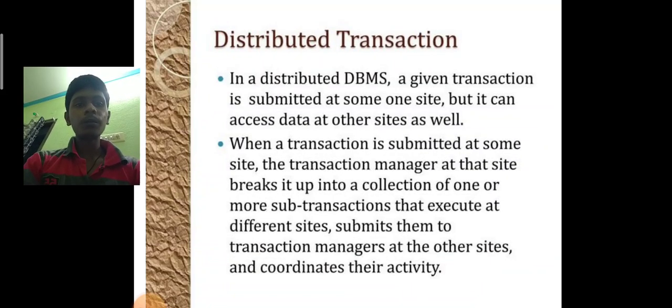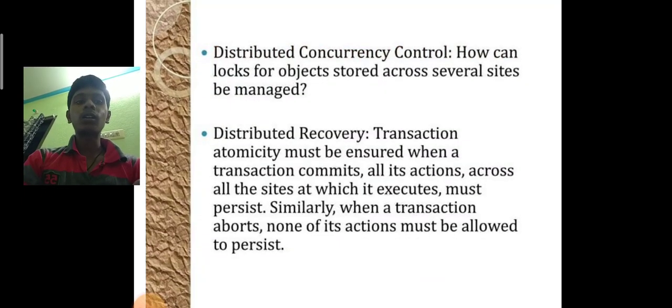Distributed transaction. In a distributed DBMS, a given transaction is submitted at some one site, but it can access data at other sites as well. When a transaction is submitted at some site, the transaction manager at the site breaks it up into a collection of one or more sub-transactions that execute at different sites, submits them to the transaction manager at the other sites, and coordinates their activity. Distributed concurrency control: how can logs for objects stored across several sites be managed?